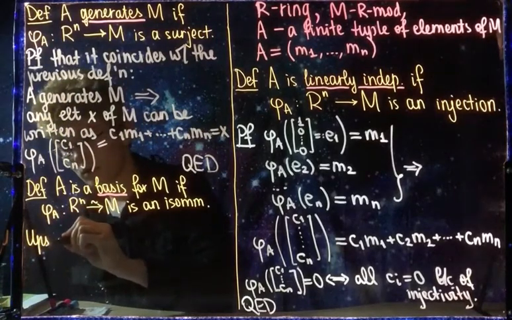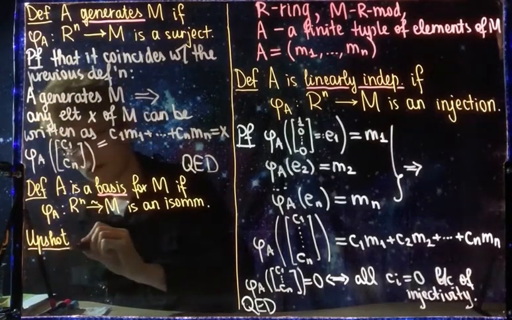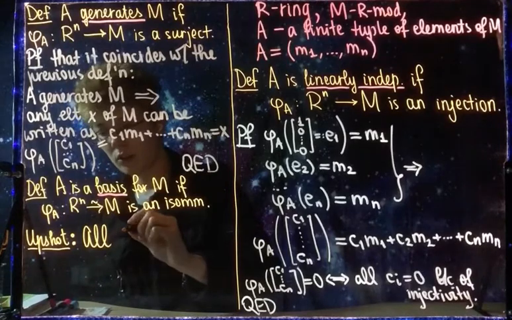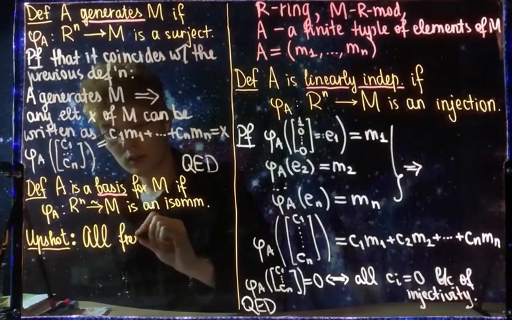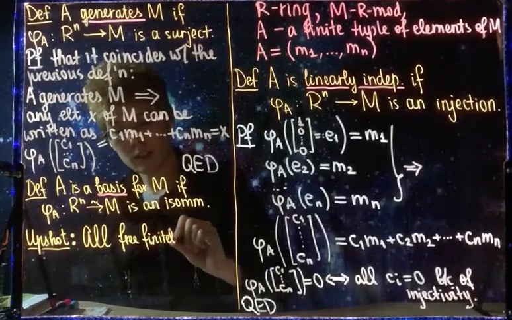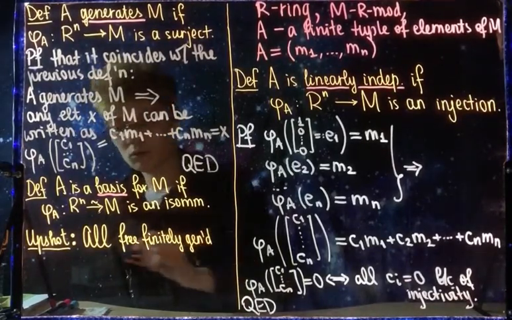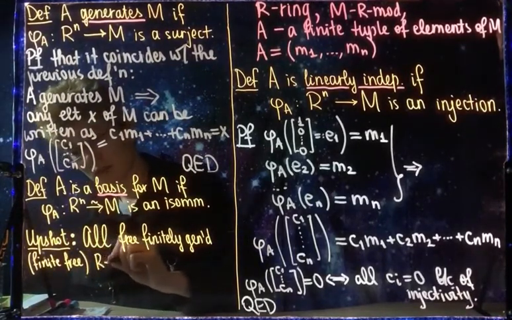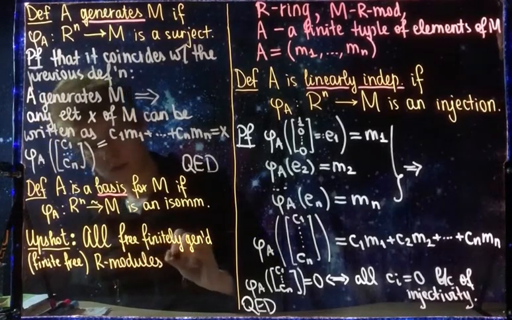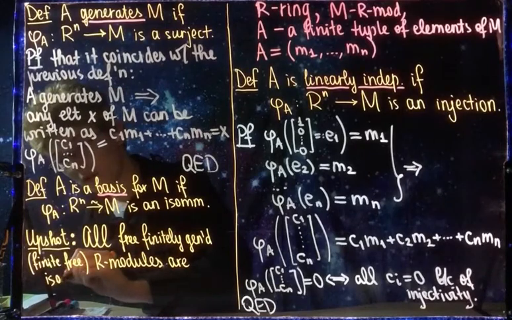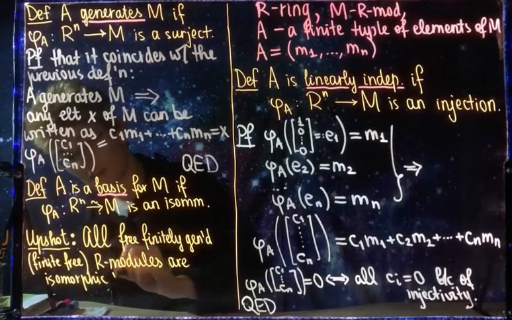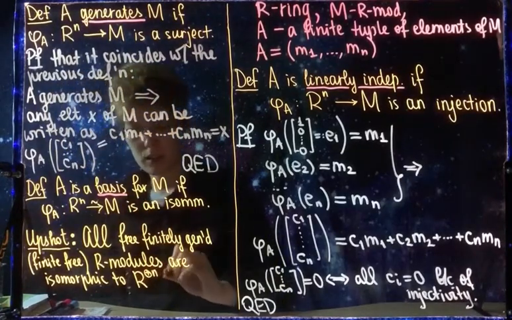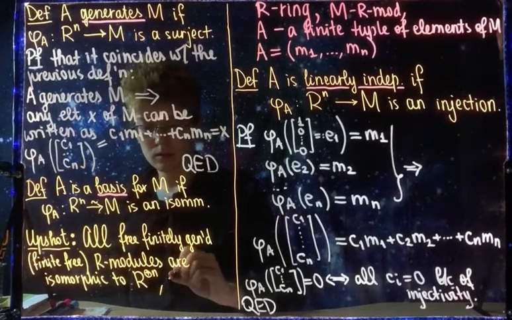So we have just proved that all free finitely generated, or in our new terminology, finite free, R modules are isomorphic to the direct sum of R with itself for some n.